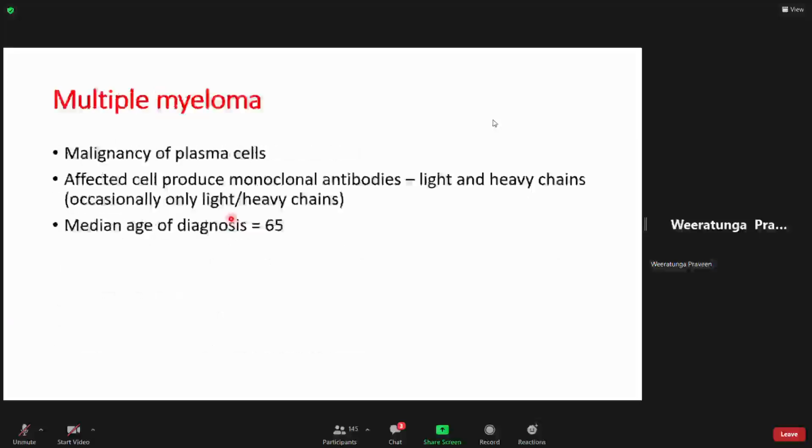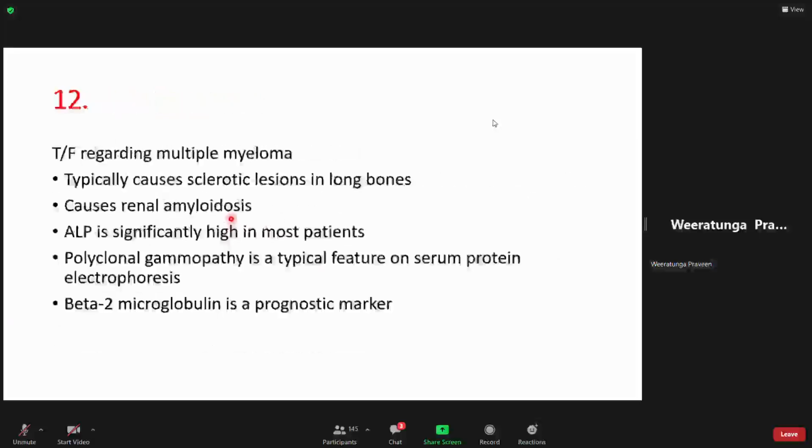Now the next MCQ, number 12, is on multiple myeloma.